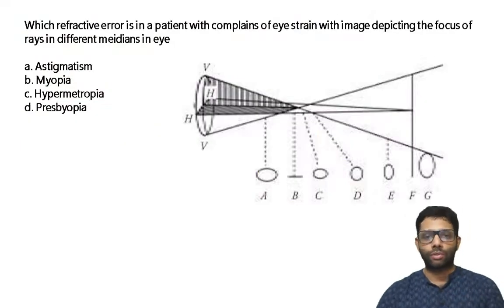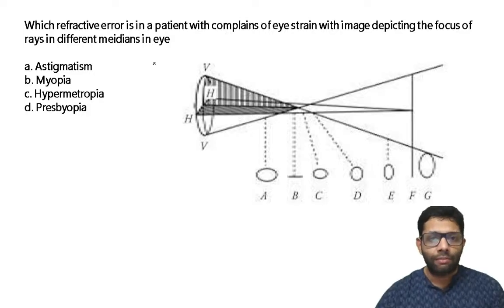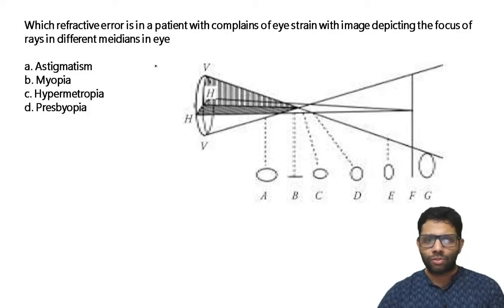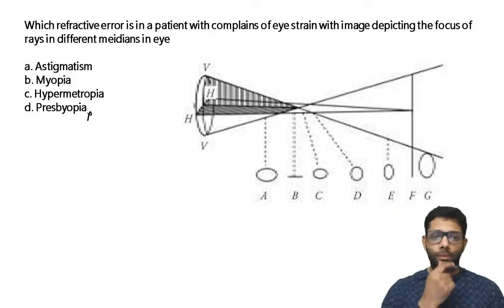Let us see the second question. The second question is a direct PYQ repeat from the NEET exam 2023 or maybe 2024. A refractive error was asked in a patient having eye strain, where the focus of rays is different in different meridians. You know the focus of rays is at a single point in myopia and a single point in hypermetropia, and presbyopia cannot be the answer because it is a near point concept.